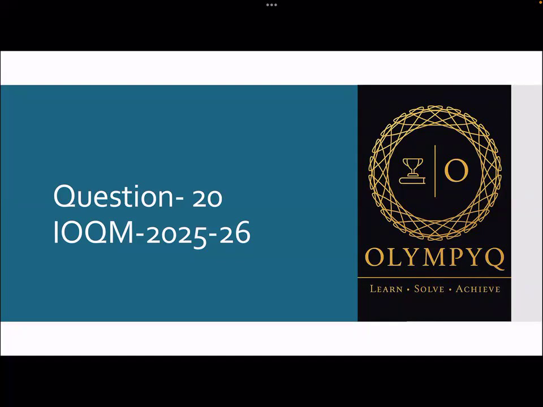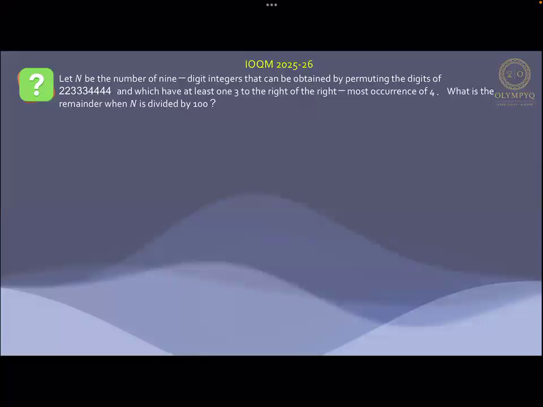Hello students, this is question number 20 of IOQM 2025. The question says: let N be a 9-digit number that can be obtained by permuting the digits 2 two times, 3 three times, and 4 four times, and which has at least one 3 to the right of the rightmost occurrence of 4. Then what is the remainder when N is divided by 100?